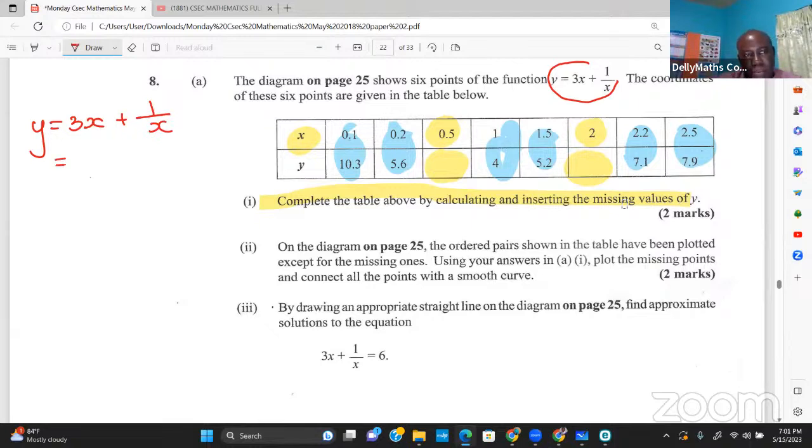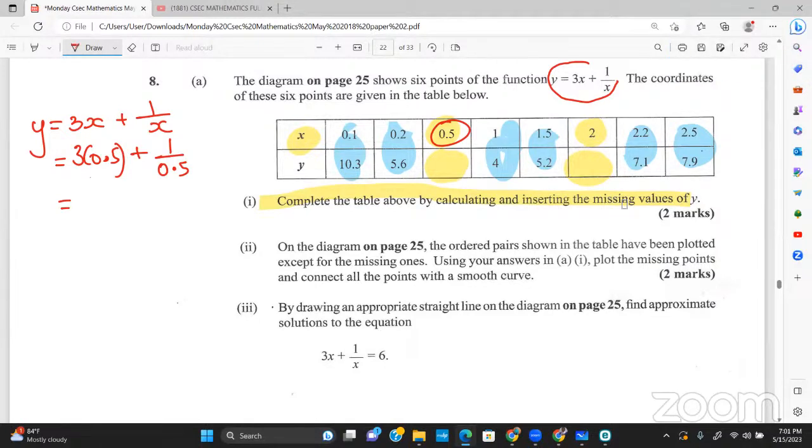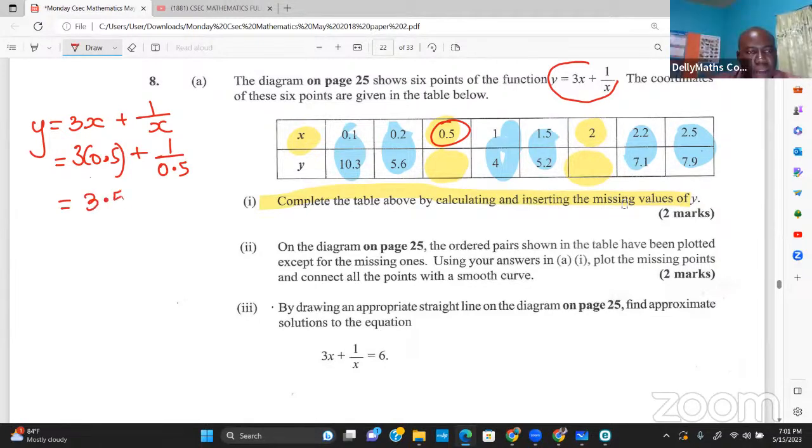So then we're gonna now put in when x is a half on your calculator. So 3 times a half plus 1 over a half. Put that on. What do you get? 3.5. 1.5 plus 2 will give me 3.5.